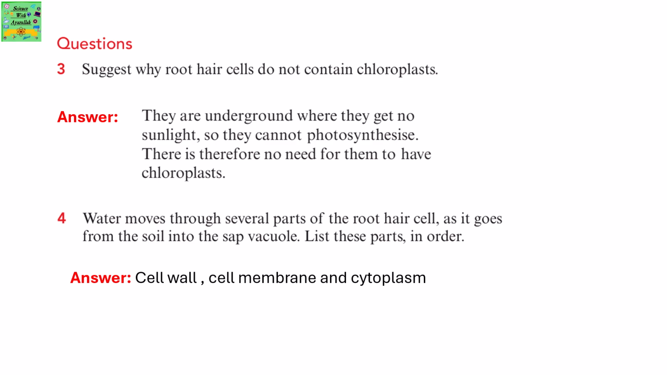Suggest why root hair cells do not contain chloroplasts. They're underground, where they get no sunlight, so they cannot photosynthesize. There's therefore no need for them to have chloroplasts. Water moves through several parts of the root hair cell as it goes from the soil into the sap vacuole. There are three parts: cell wall, cell membrane, and cytoplasm.